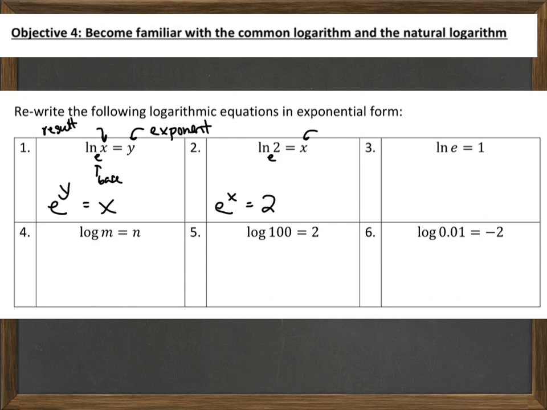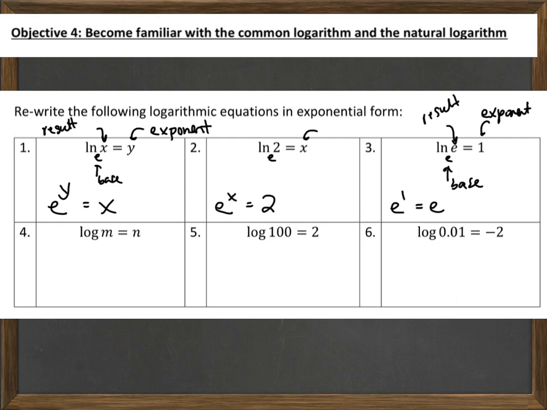Okay, let's keep going. This says the natural log of e equals 1. Well, what does that mean? The natural log is the log base e of e equals 1. So in other words, e, that's our base, to the first power, that's our exponent. So e to the first power equals e, our result, which kind of makes sense. Anything raised to the first power is just itself.